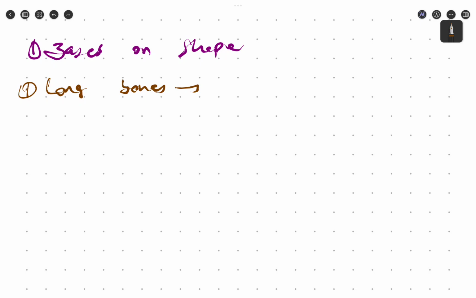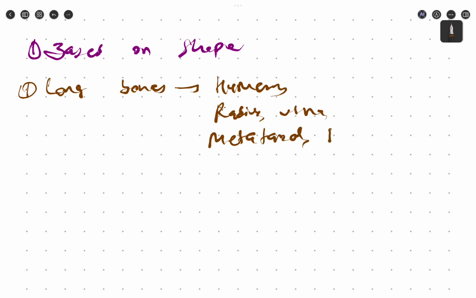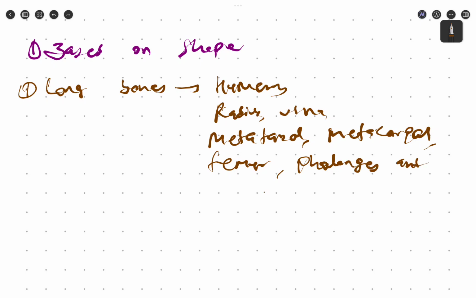For example, you can see humerus, then radius, ulna, metatarsal, metacarpal, and then femur, and then phalanges, and so on.